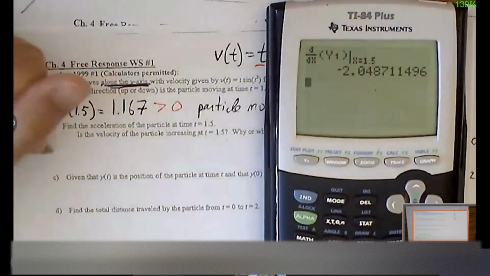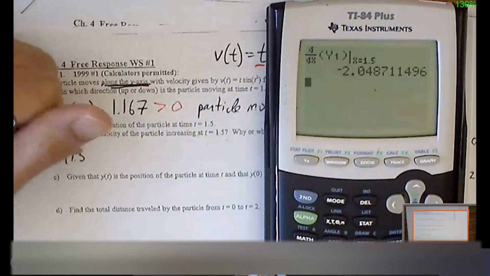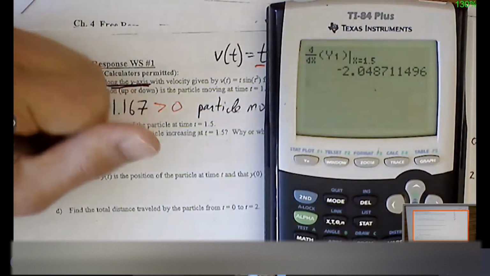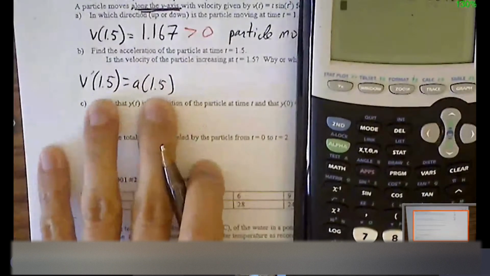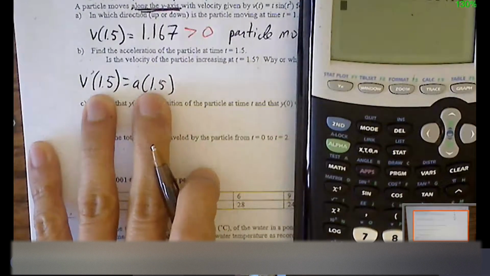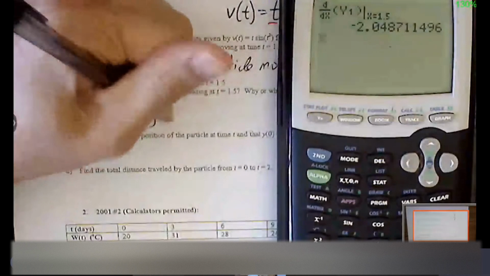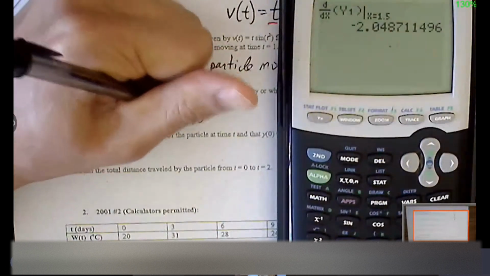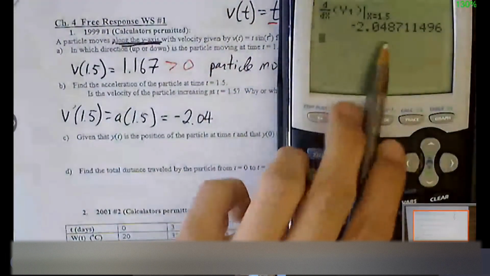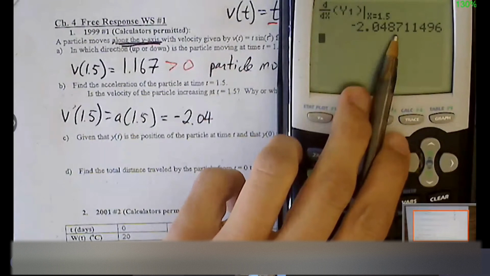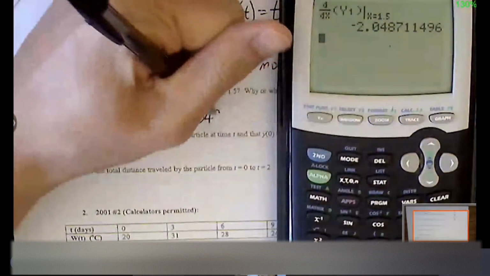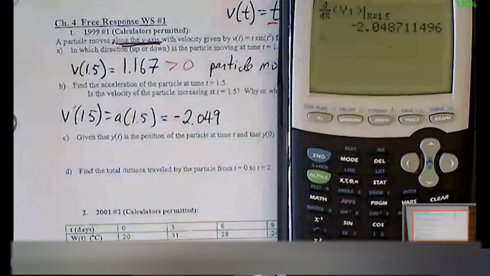So I can say v prime of 1.5 is equal to a of 1.5. Now, you don't have to do both. I just want to show you that there's a couple of ways to represent acceleration, either v prime or a, and we get negative 2.04. So you have two options here, either leave it as 8 or push that up to 9. Either way, 3 decimal places.